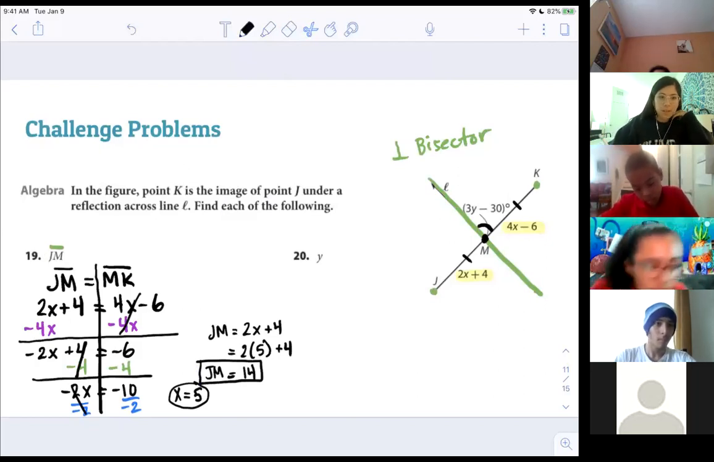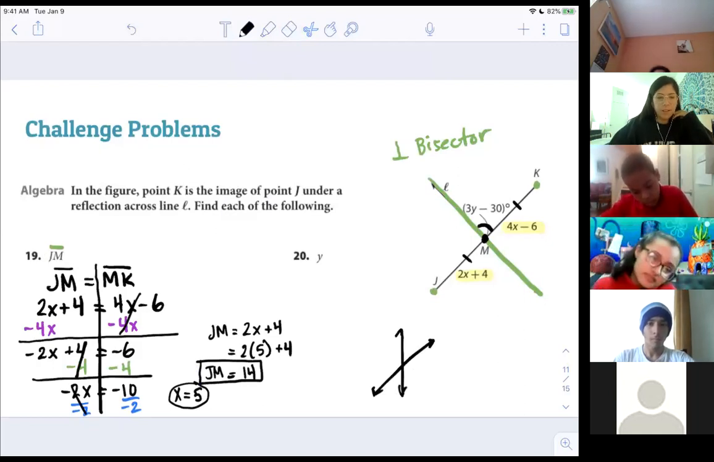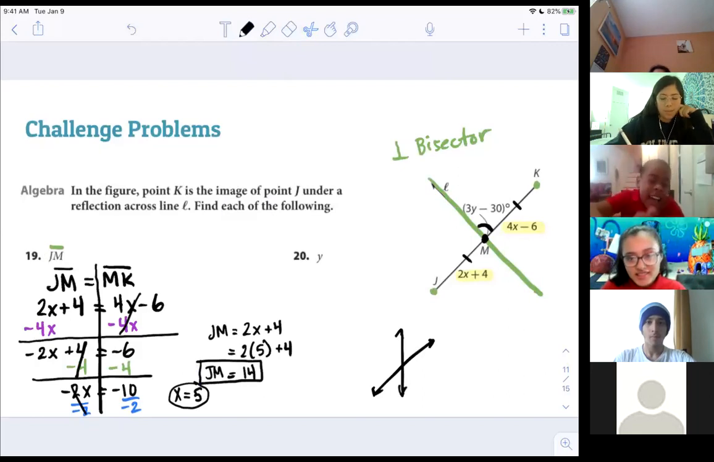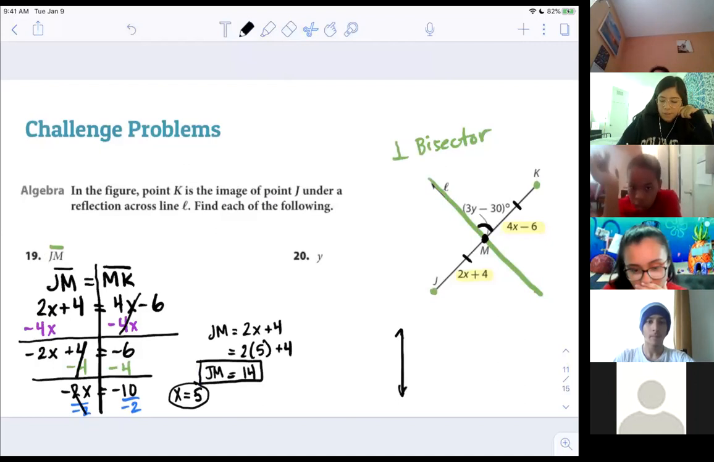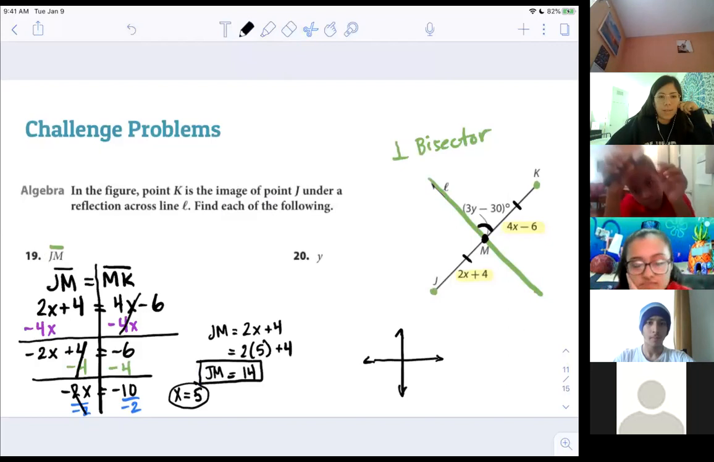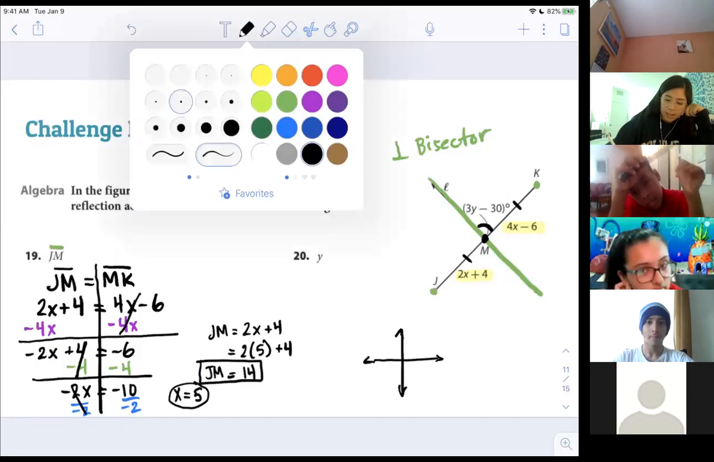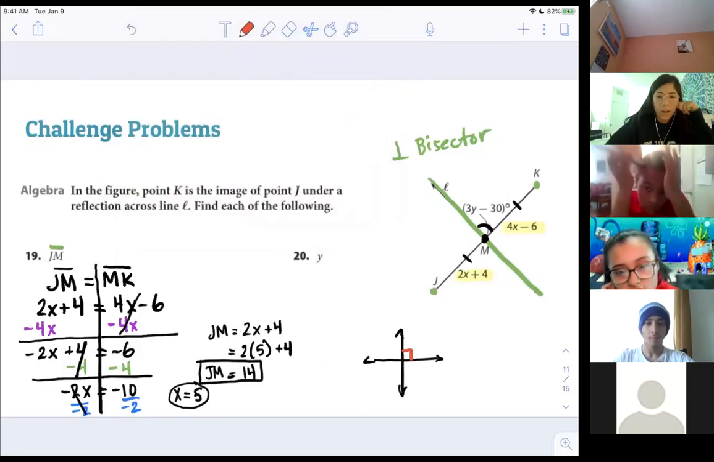If I drew these two lines like this, would that be perpendicular? No. Why not? It has to be like a plus or an X. It has to be straight up and straight across. Yes. What type of angle does that create? A right angle, exactly. That's what I was trying to get at. And how many degrees is a right angle? 90.